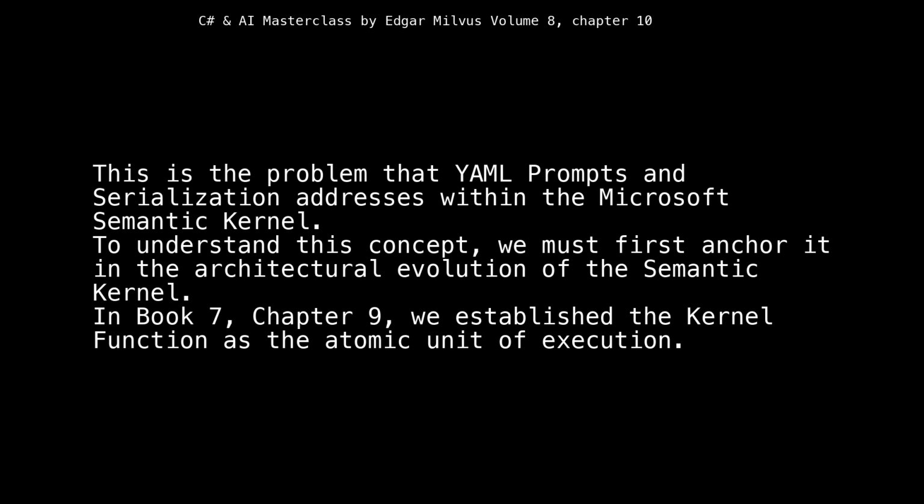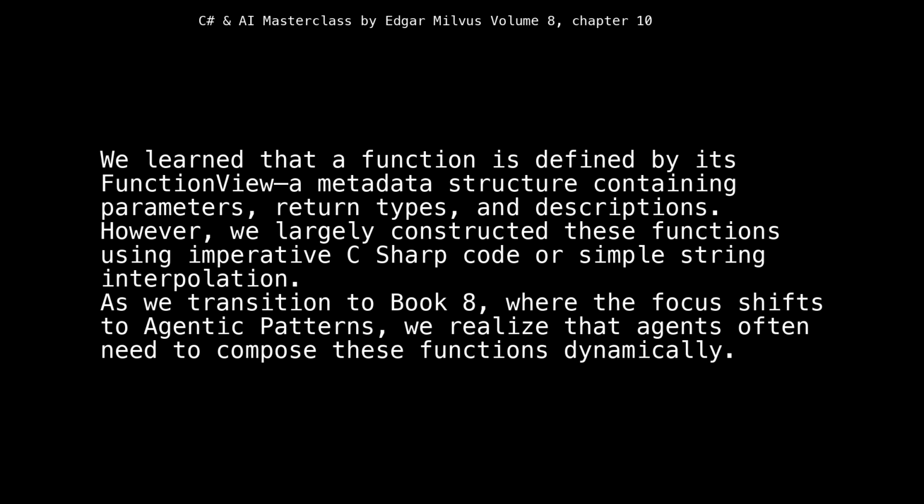To understand this concept, we must first anchor it in the architectural evolution of the Semantic Kernel. In Book 7, Chapter 9, we established the kernel function as the atomic unit of execution. We learned that a function is defined by its function view, a metadata structure containing parameters, return types, and descriptions. However, we largely constructed these functions using imperative C# code or simple string interpolation.